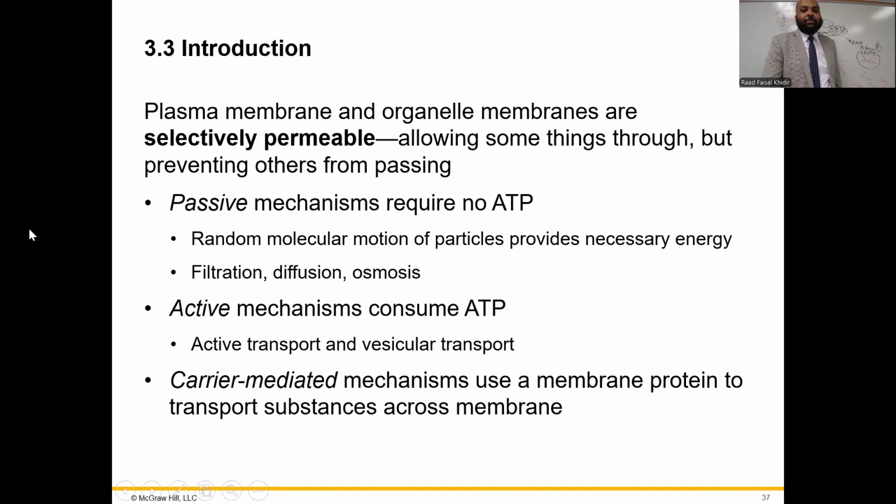Now, the plasma membrane and organelle membranes are selectively permeable, allowing some things through but preventing others. So we have two types of mechanisms. Okay, one second, please.